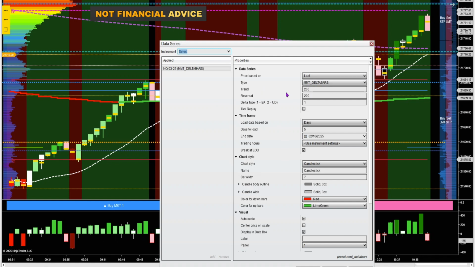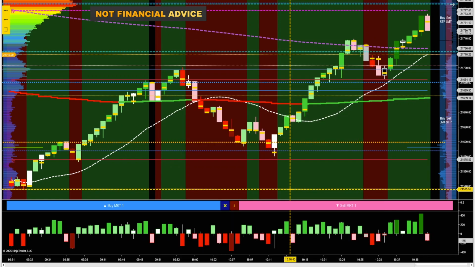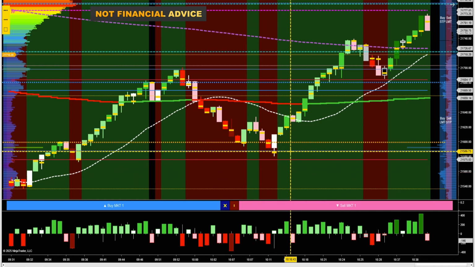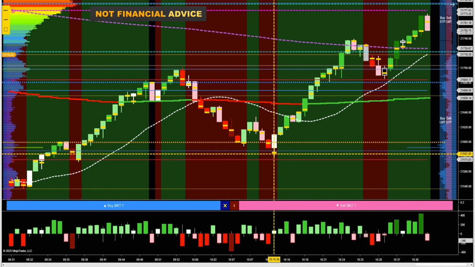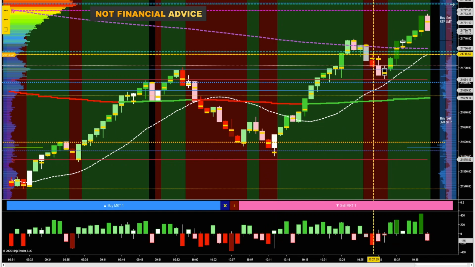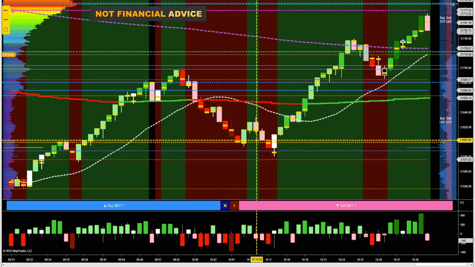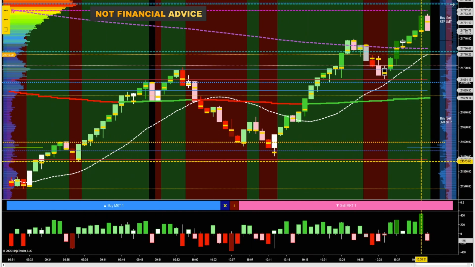The settings for this delta bars chart is 200 for the trend and 200 for the reversal. So once the delta hits positive 200 or negative 200, we get a candle that forms. So I'm looking for the same kind of things on the delta bars chart that I would look for on a normal time-based chart. Looking for when point of control gets drawn down into the wick or drawn up into the upper wick. This is the New York Open session from 9:30 to 10:30.